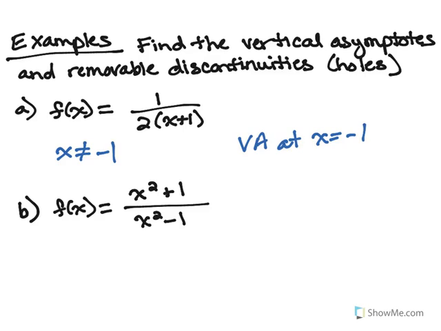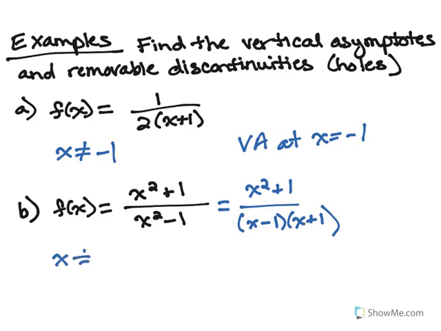Okay, our next function, what is x not allowed to be? 1. What else? 0. It's not allowed to be negative 1 either. Right? My denominator is a difference of squares. So x is not allowed to be plus or minus 1. Are those removable? Can I factor that numerator? No, I cannot. So both of these are vertical asymptotes.